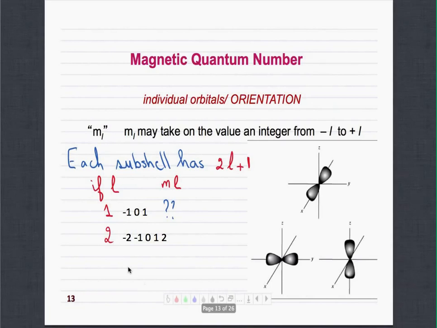Now, for L equal to 2, ML can be any value from -L, which is -2, to +L, which is +2, so it can be -2, -1, 0, 1, and 2. That's telling me that L equal to 2 corresponds to a D subshell, which has 5 orbitals, 1, 2, 3, 4, 5 orbitals. And the address on the door of those orbitals is -2 for the first one, -1, 0, 1, and +2.